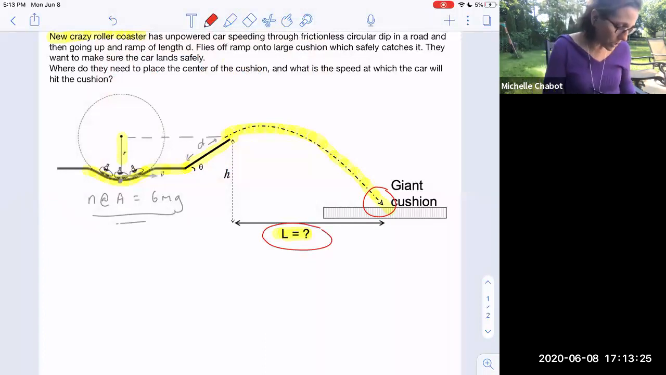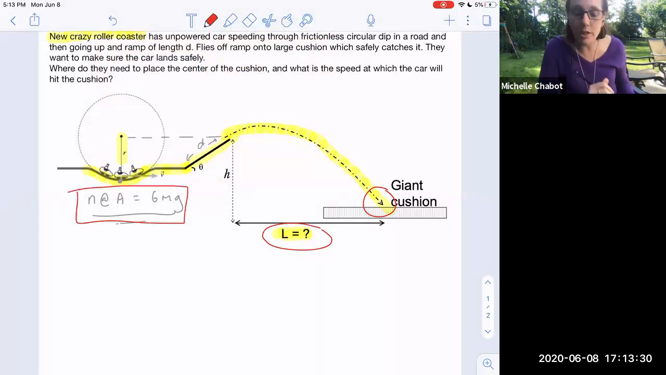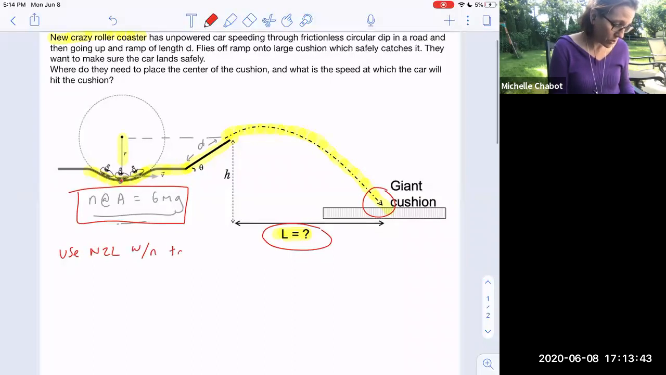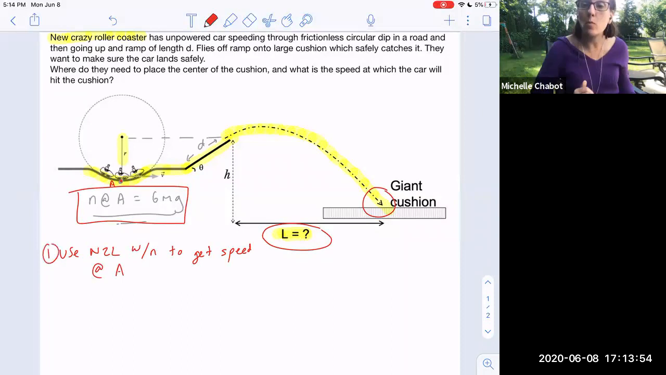So we are given the normal force at a particular location in a circle. So that means that we're going to use Newton's second law with the normal force to get the speed, and I'm going to label that point A, to get the speed at point A. So let's call that step 1 so we can keep track of it.